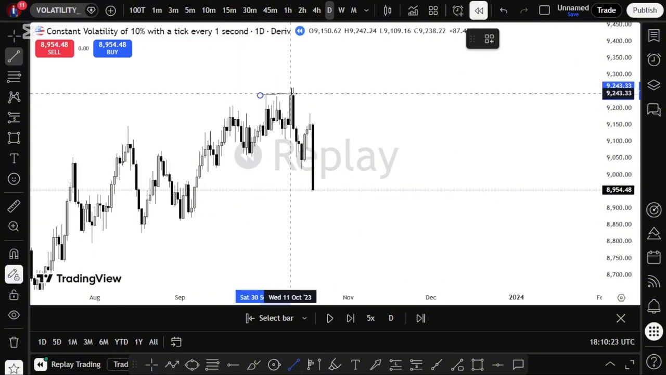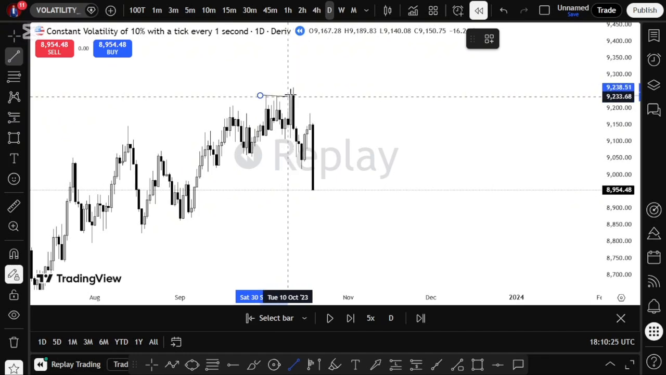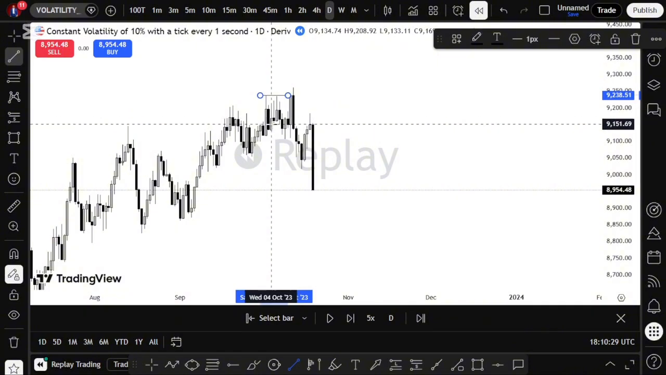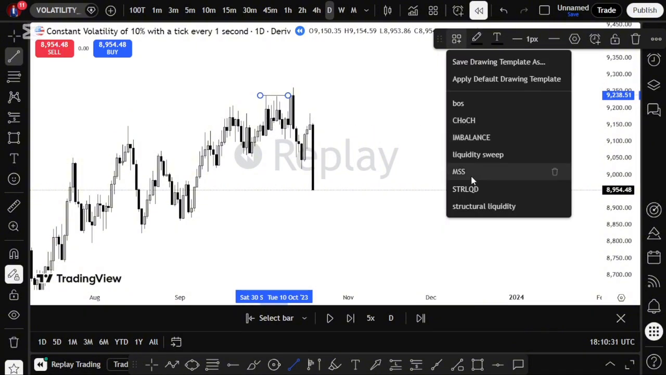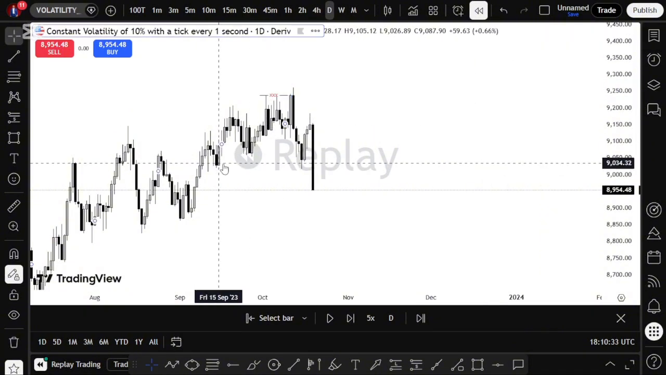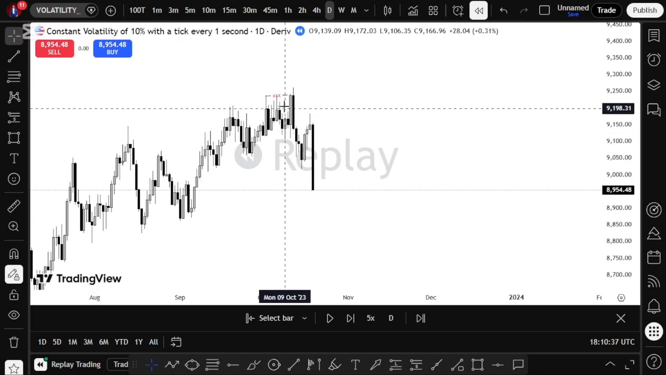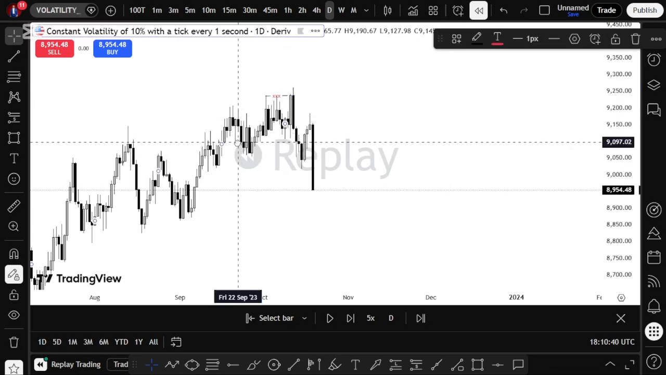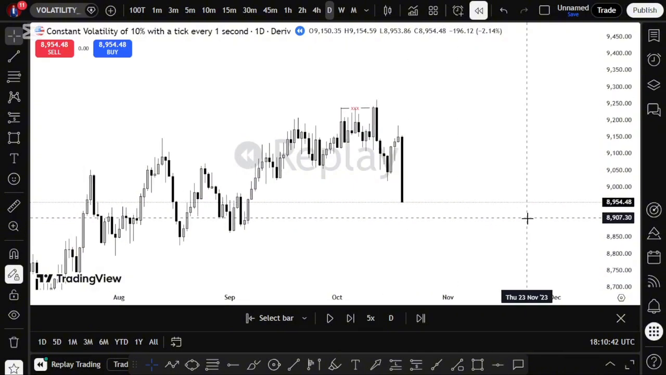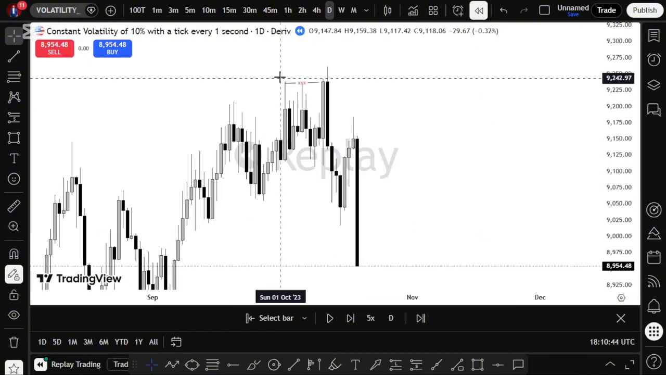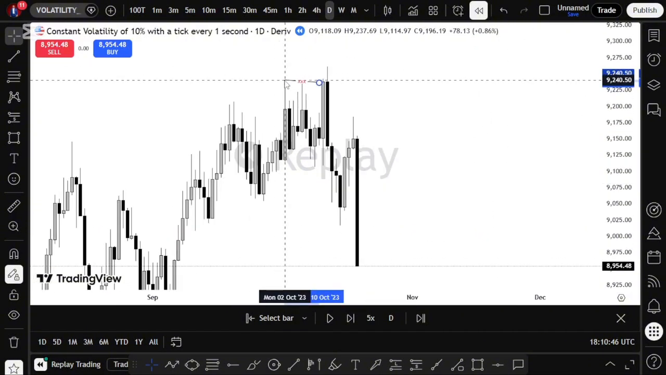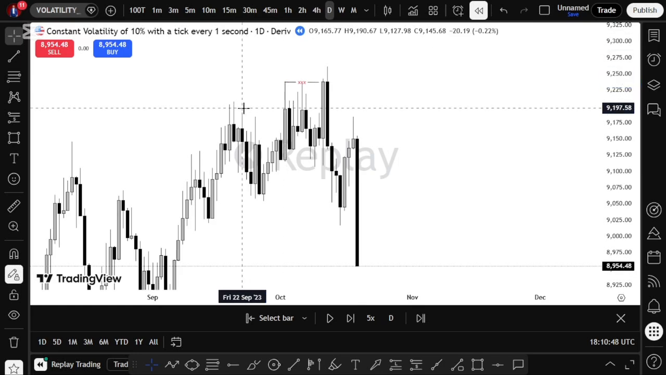We have a sweep of liquidity right here. This is our sweep of liquidity. All right, so the next thing we want to look out for is our break of structure. Okay, let me just make this a little bit clearer. We have our sweep of liquidity, which is right there.